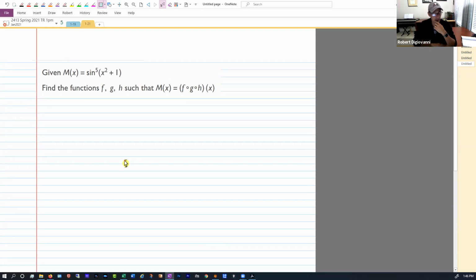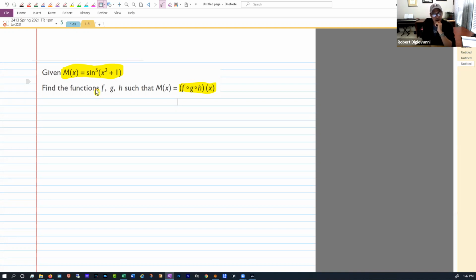I'll give you a very complicated looking function here. Here it is in yellow. And I'm calling it capital M of x. And what I'd like for you to do is to see if you can break that M down to be the composition of 3 functions. To realize that this M could be rewritten as some function plugged into another function plugged into another function. Okay?